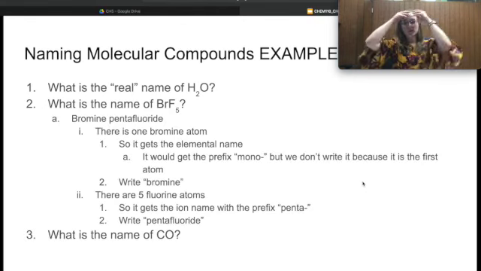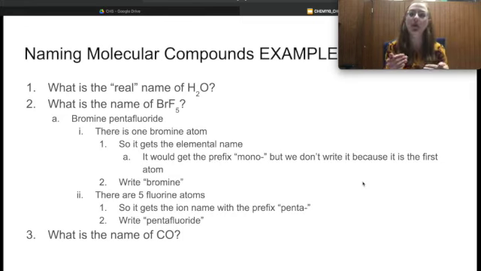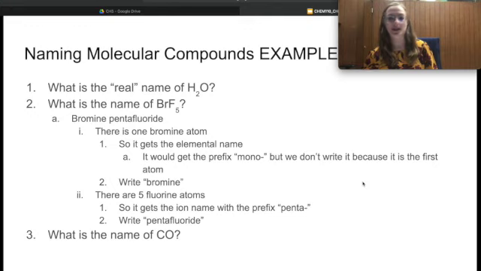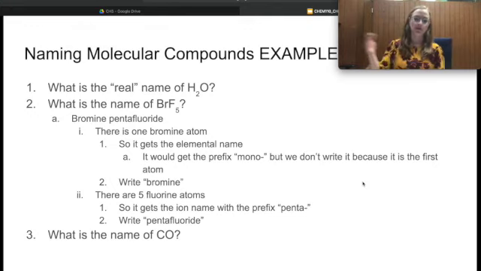So bromine pentafluoride. There's 1 bromine atom. It's first, so it gets the elemental name. Technically, it would have the prefix mono, but we don't write it on the first one, so we just write bromine. And then there are 5 fluorine atoms, so it gets the ion name with the prefix penta because it's the second element, pentafluoride. Bromine pentafluoride.